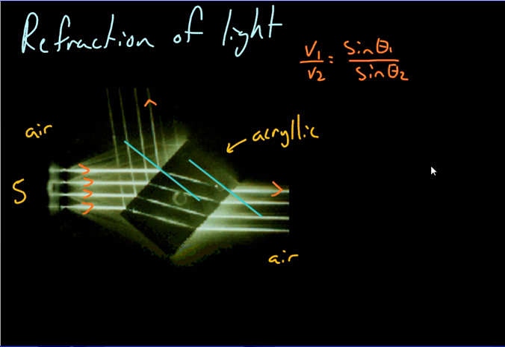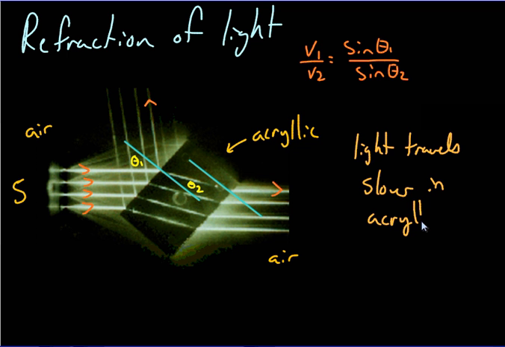Looking at these pictures here, here's theta 1, the angle between the incident wave ray and the normal. And here is theta 2. Theta 2 is a lower value than theta 1, hence velocity 2 has to be a lower value than v1. So just by looking at this picture and understanding this relationship, we can say light travels slower in acrylic. Okay?